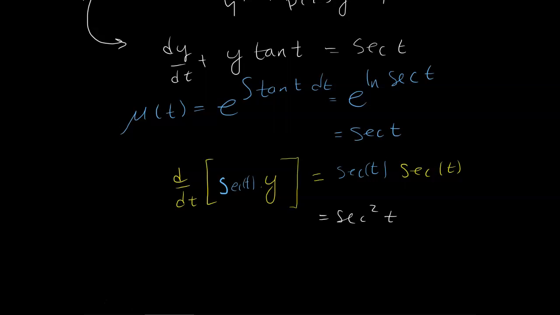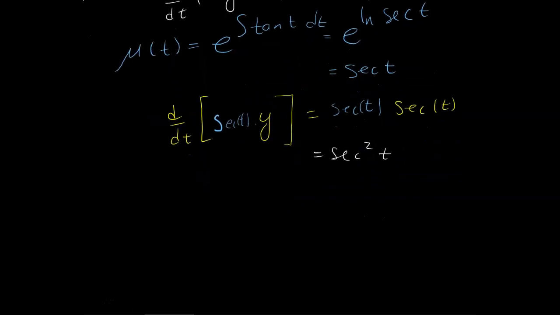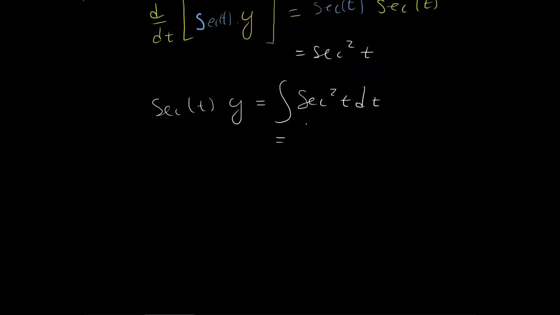And so if we were to integrate both sides, we would end up with, on the left, just secant of t times y is equal to the integral of secant squared of t dt, which you likely would know as just being your tangent.